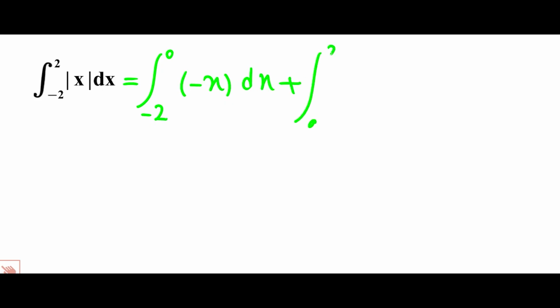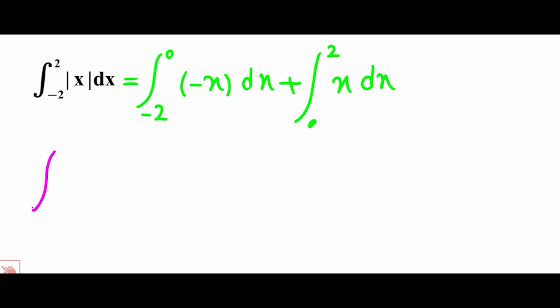First find where x equals 0. So x equals 0, but why? Because the absolute value function changes at x equals 0. So we split the integral. So we have the integral of -2 to 0 negative x dx plus the integral of 0 to 2, and if x is between 0 to 2, so we have positive x dx.